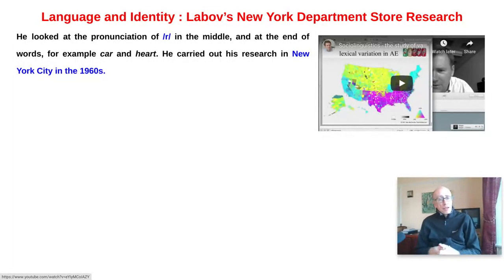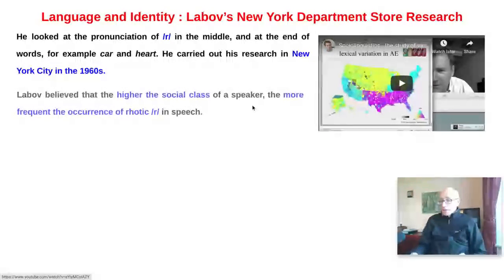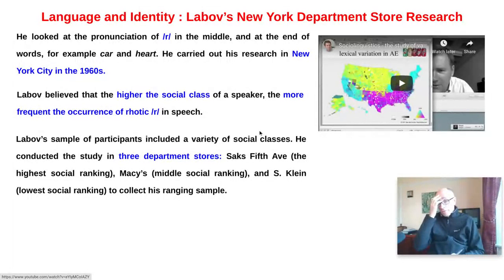Now, we know that conventionally in American English, particularly middle-class American English, the R sound is foregrounded. So take a word like car, American English car, or heart becomes heart. And so he was interested in the level of rhoticity, and he wanted to see whether the social class that people belonged to actually had an impact on their level of rhoticity. So he did his research in New York City in the 1960s, and he believed that the higher the social class of a speaker, the more frequent the occurrence of this rhotic R form.